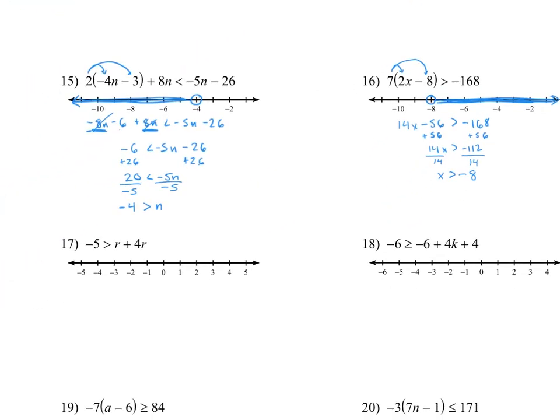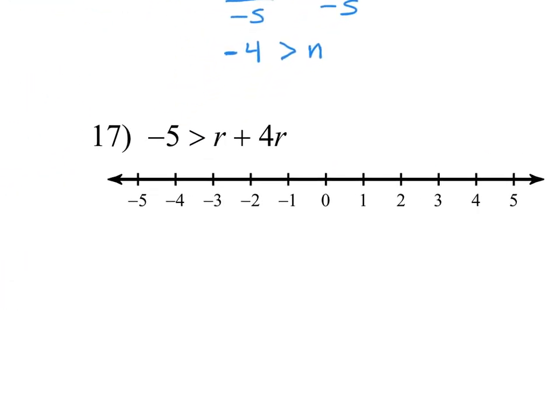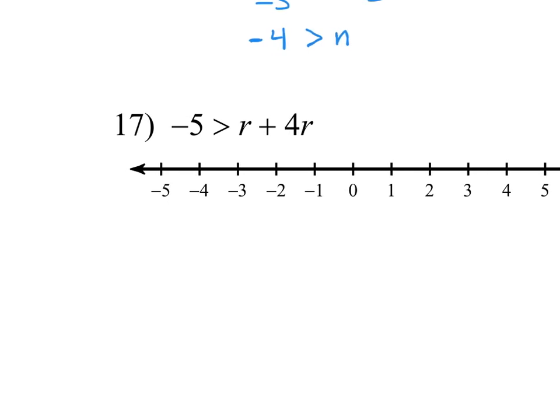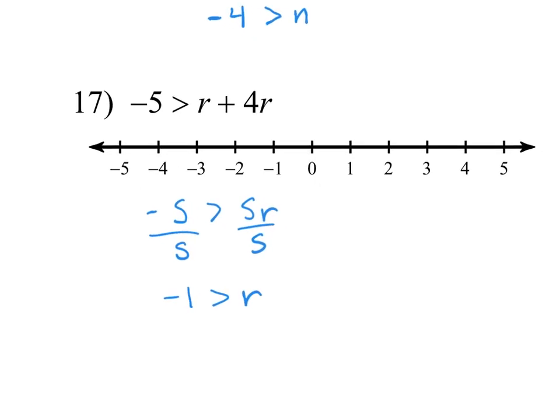All right, 17. So here we need to combine our like terms. So we have negative 5 is greater than 5r. We divide both sides by 5. So we get negative 1 is greater than r. We put an open circle at negative 1. And since r is less than negative 1, we go to the left. Any questions here?